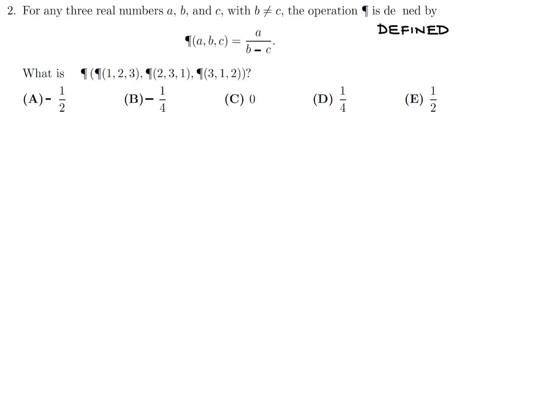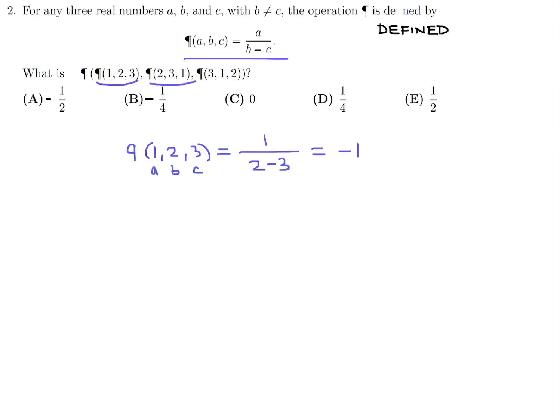So let's first figure out each of these individually. I've got this strange symbol 1, 2, 3. Now, they give you the definition of that up there. It would be A over B minus C. So this is A, this is B, this is C. So it would be A over B minus C. So this looks like 1 over negative 1, which is negative 1.